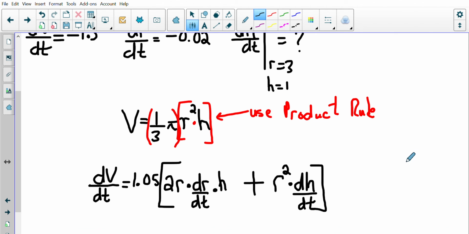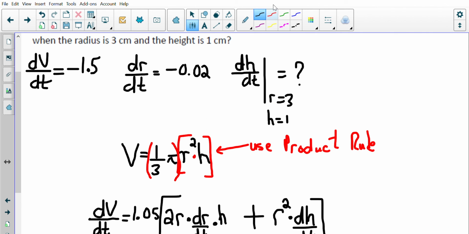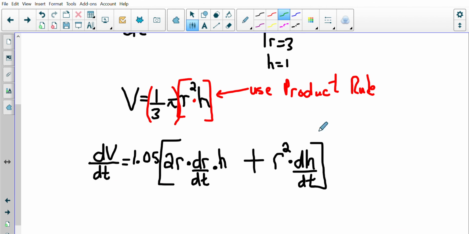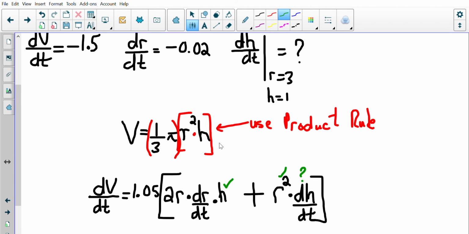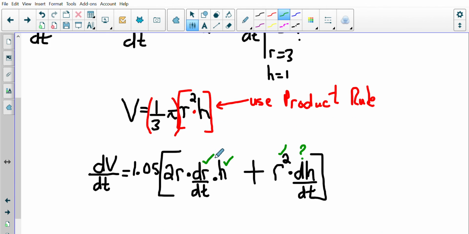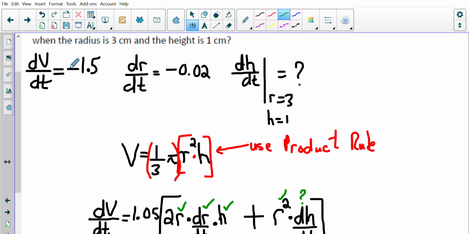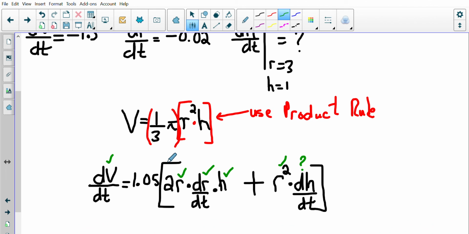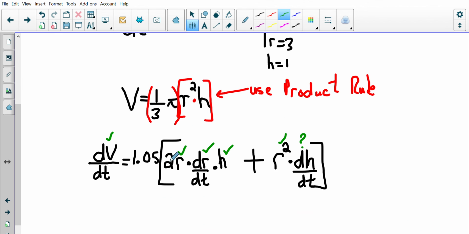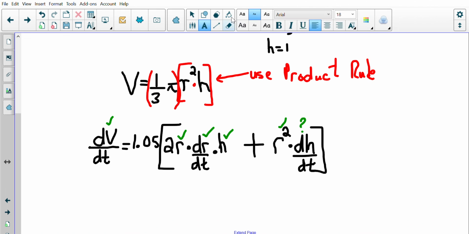All right, so there we go. We've taken the derivative. Now, let's see if we've got everything we need here. We're looking for dh dt. We have r, good. We have h, good. We have the dr dt, and we have r, and we have dv dt. Hey, we got everything. We don't have to find anything. All right, so I'm going to substitute everything in here.